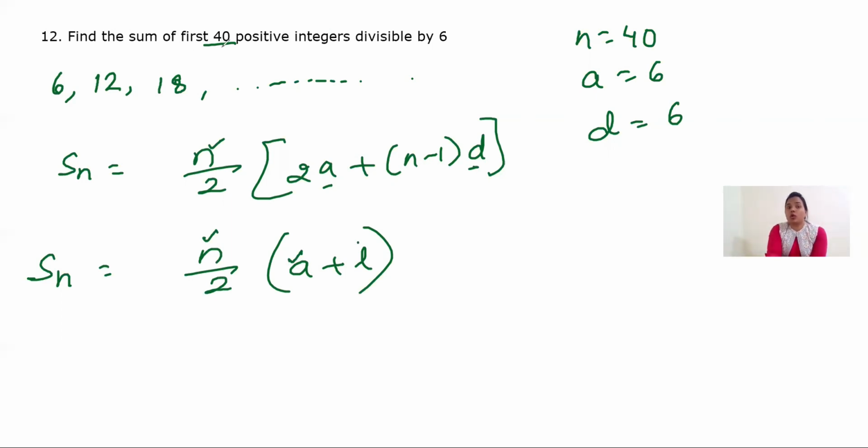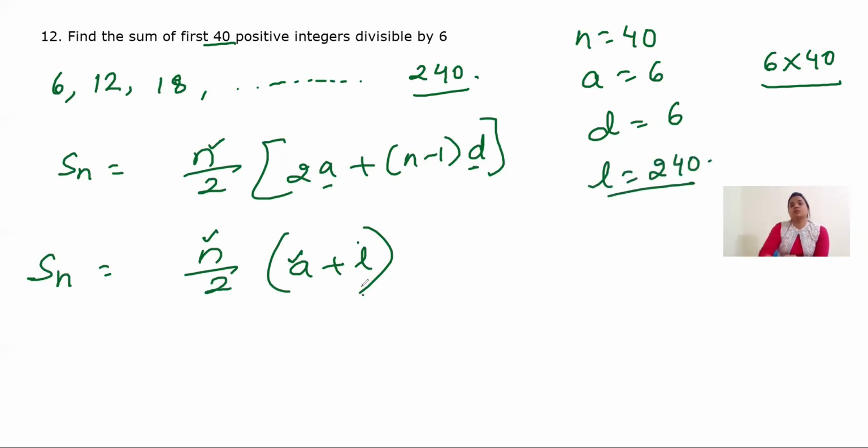It's written first 40 positive integers. It's already written there. So what will be 6 into 40? That will be 240. Hence, we have the last term also, that is 240, and we can use this formula as well. So whichever formula you want, you can use. I'll go on with the second one.